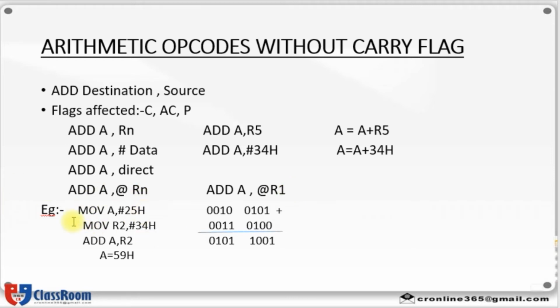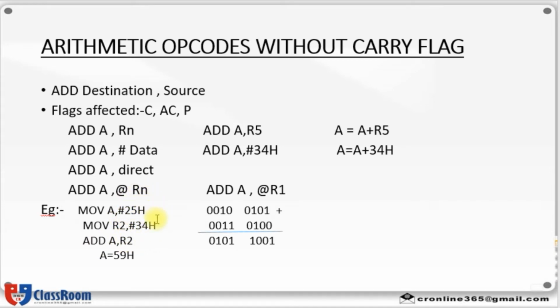For example, MOV A, #25H. Accumulator will be having the content 25. Then MOV R2, #34H. This R2 register will be having this content 34. Since hash is used, this means a constant value. So this can be taken as such. Then add A, R2. Add A, R2 means register R2 contents are added with the accumulator contents and result will be stored in accumulator.